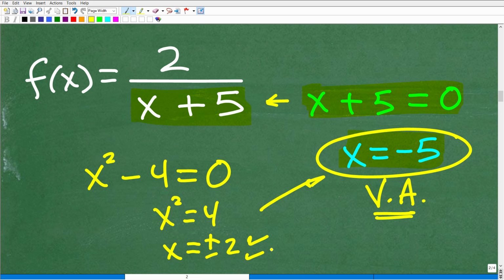So there's not just one vertical asymptote. You just don't know until you do the work, right? But in this case, we have one and only one vertical asymptote. That's going to be the line x is equal to negative 5. Okay, so that's vertical asymptotes.